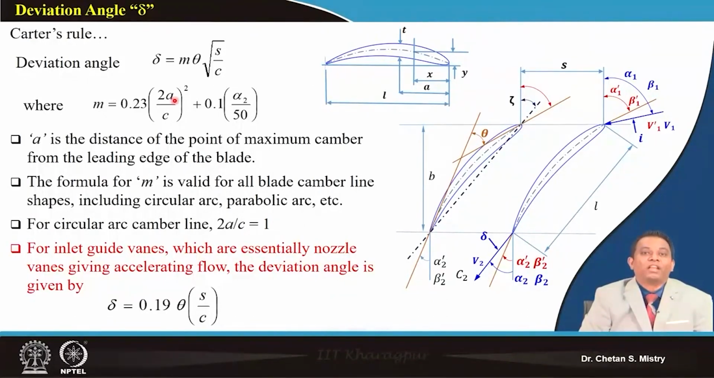And we learned that deviation angle is prone to happen because of the inherent property of our aerofoil, and we need to be very careful in calculating this deviation angle. So with this we are stopping.